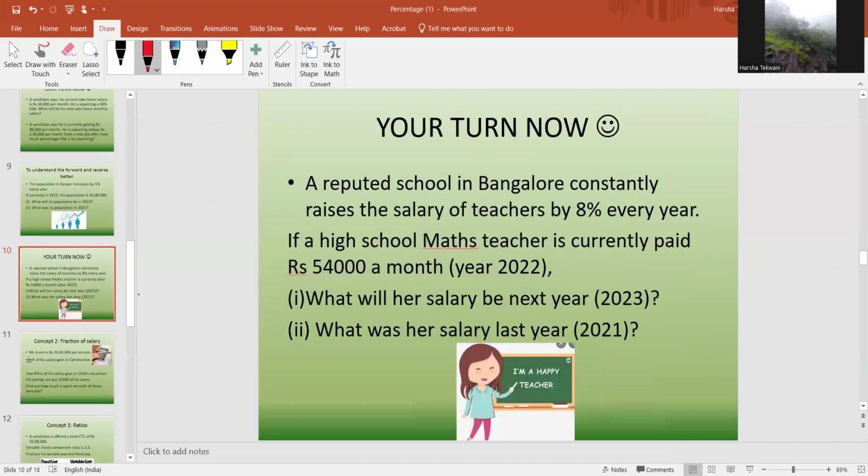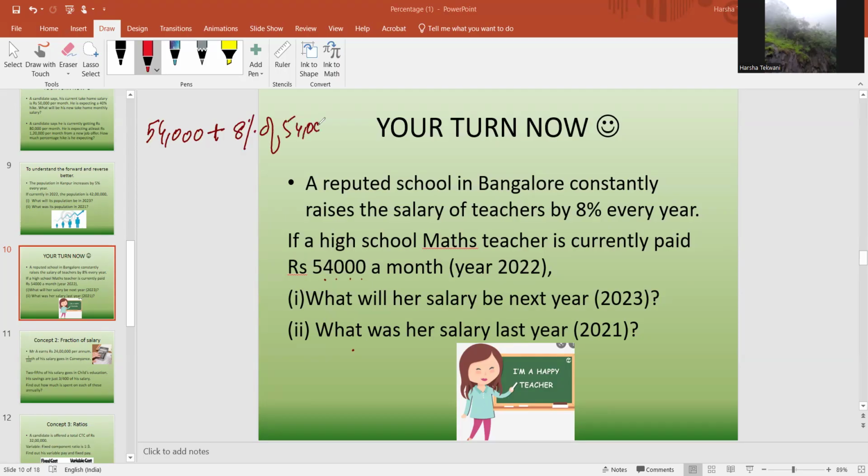Next, a reputed school in Bangalore constantly raises the salary of teachers by 8% every year. If a high school math teacher is currently paid 54,000 rupees a month, what will her salary be next year? Oh, we are going forward. So that's a decent plus sign. 54,000 plus 8% of 54,000. Can calculate it easily. But what was her salary last year, given that every year they raise it by 8%?